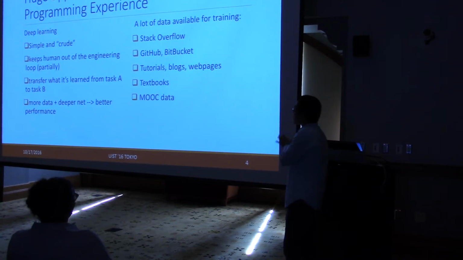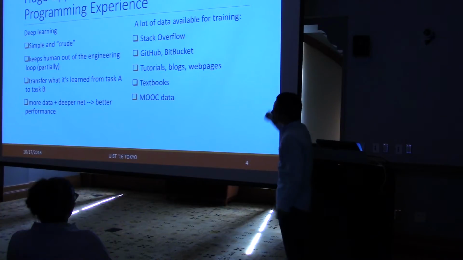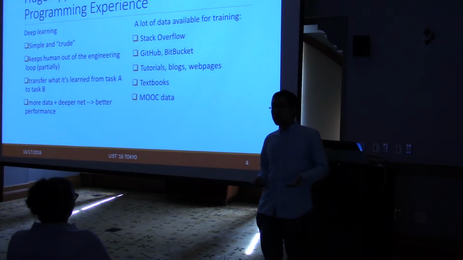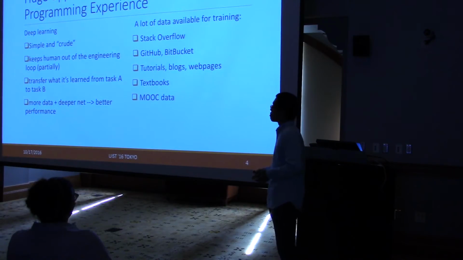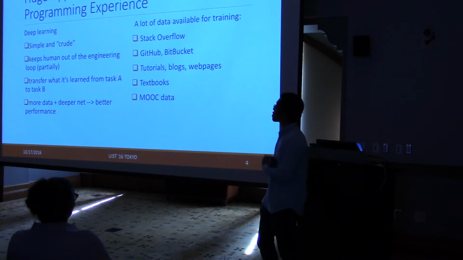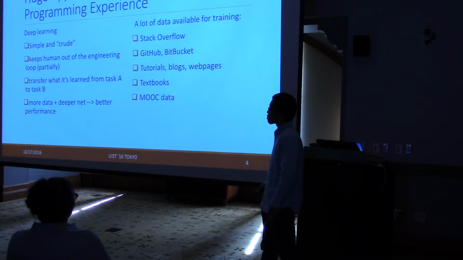Luckily, we have a lot of data exactly to train that kind of model, and that data is everywhere on the web. We have Stack Overflow, GitHub, Bitbucket, all of these kinds of things. There is text, there is code, and there are associations between text and code. We can make use of them to help us train the deep learning model so that we support the user experience.